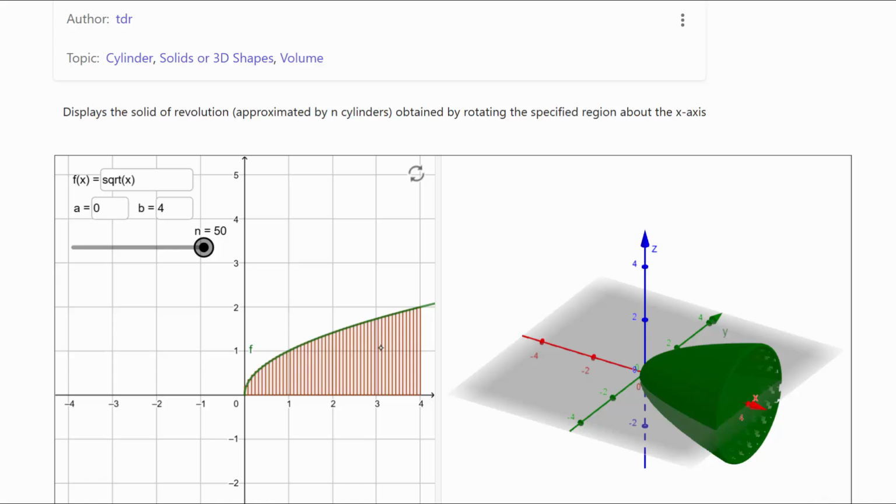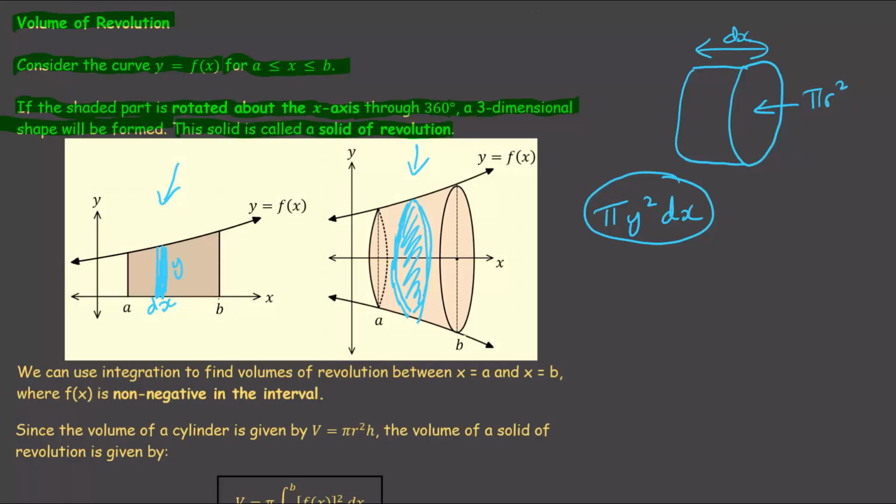Now clearly, in the usual sense when we're doing infinitesimal calculus, what we're going to do is have an infinite number of infinitesimally thin disks, and that's where you get the dx. So we can use integration once we have that infinitesimal situation to find volumes of revolution between x equals a and x equals b, where f of x is non-negative in the interval.